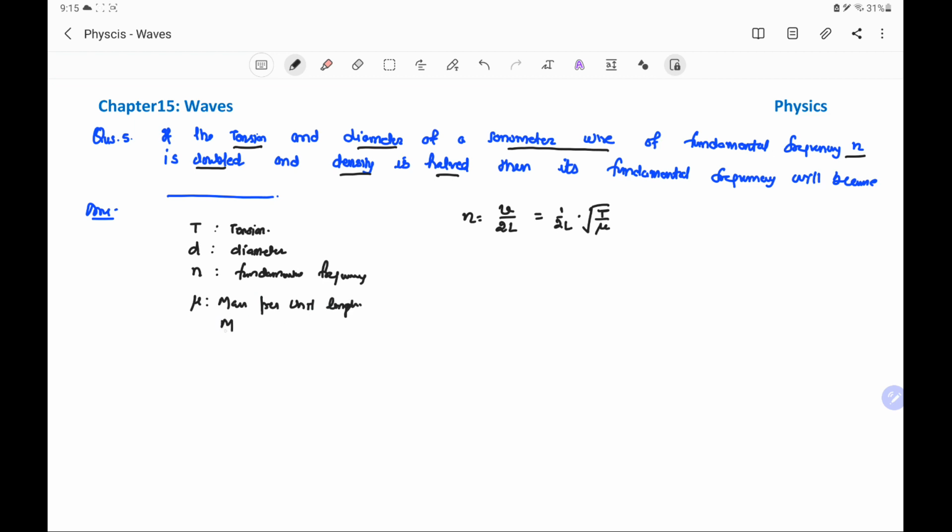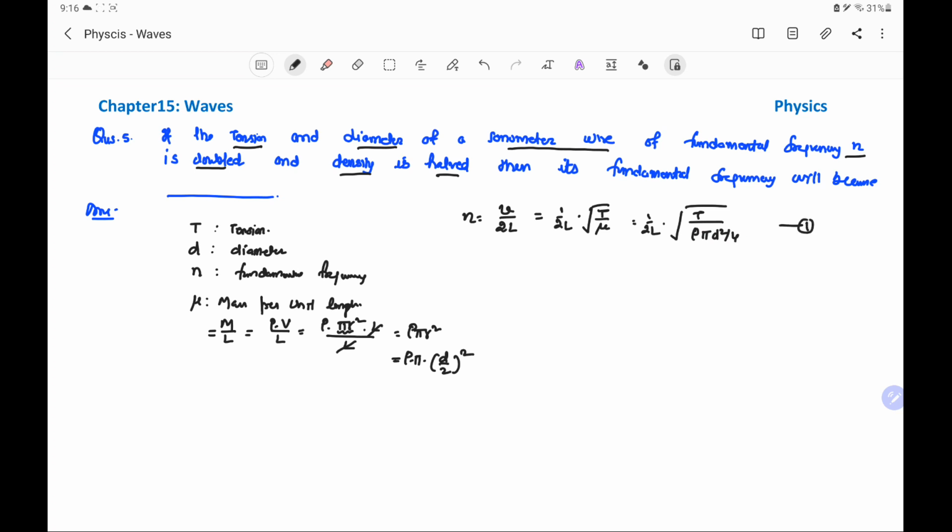This mass per unit length can be written as m by L, and mass is density into volume, divided by L. The volume for the wire is the volume of a cylinder because the wire is in cylindrical form. So we can write it as rho times pi r square, where pi r square is the area of cross section of the cylindrical wire, into length L, divided by L. This L and L get cancelled, so simply it is rho pi r square. If we write it in terms of diameter, it will be rho into pi into (d by 2) whole square, because radius is half of the diameter. So substituting the value here, we will have 1 by 2L root T by (rho pi d square by 4). This is equation number 1.